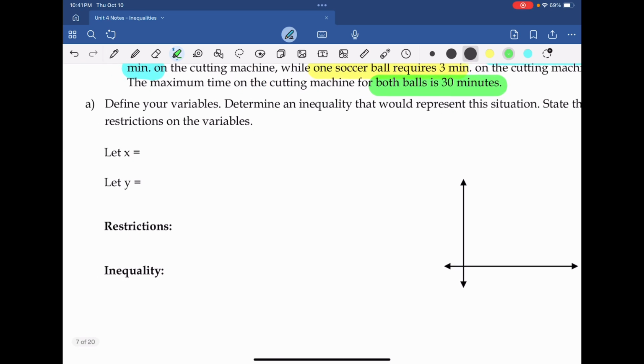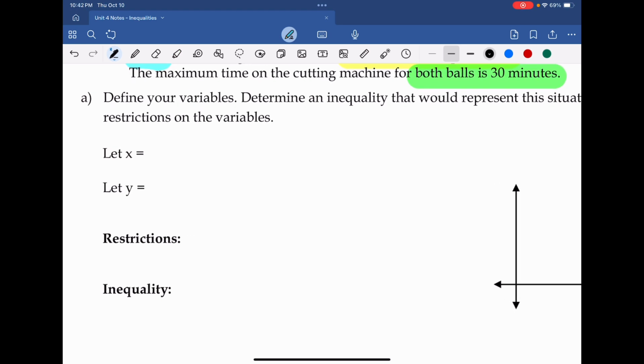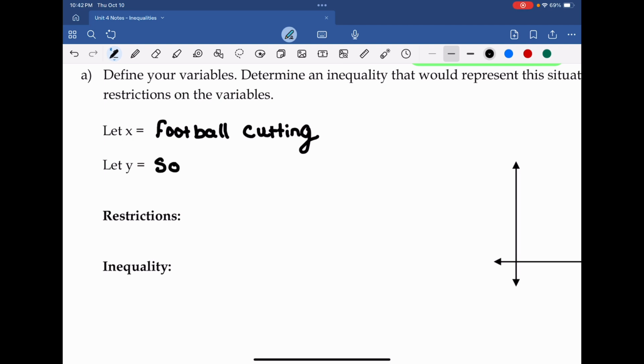So now we want to define our variables and then state the restrictions, then state our inequality. So just like we did in the last problem, very formulaic, we're going to say let x be the footballs, and I'm just going to say football cutting because that's what they said. In the manufacturing process, they called it the cutting of the material. For the soccer ball, we're going to set that equal to our second variable. So soccer ball cutting will be our y values.